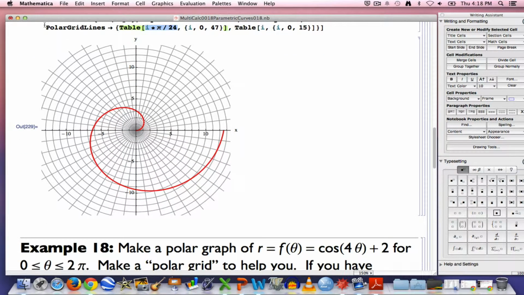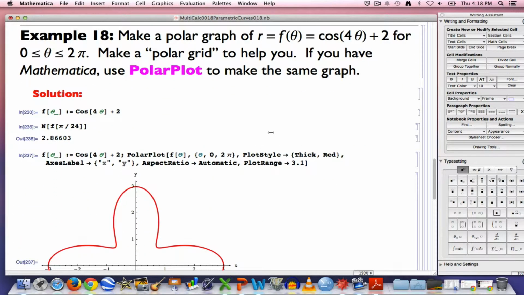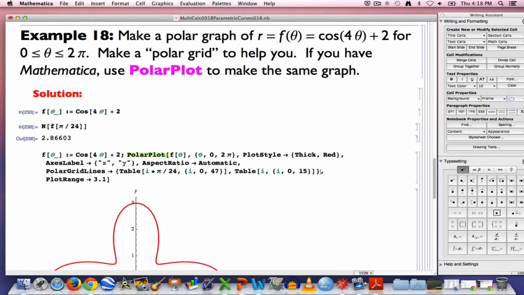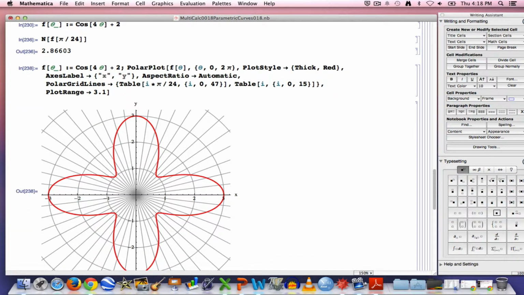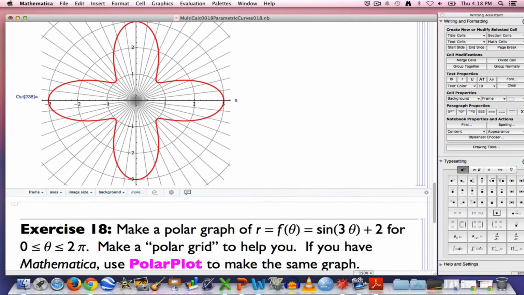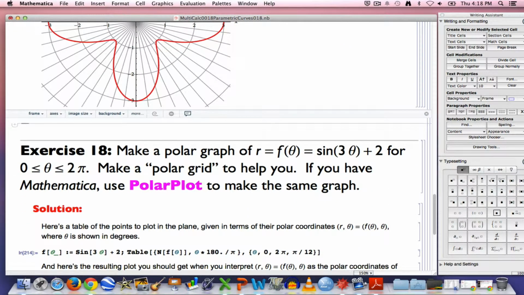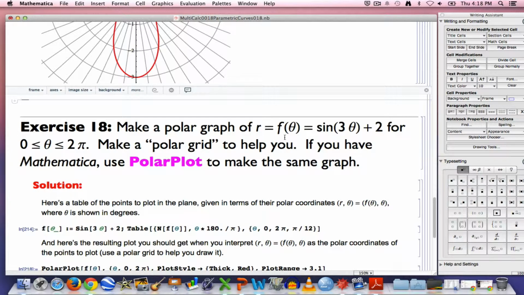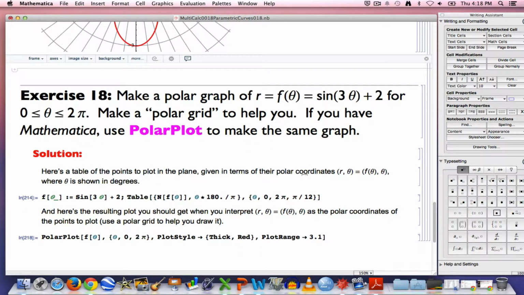I can copy and paste that down here. Let's put it in here, say. Need an extra curly brace there. There's our polar grid showing us the graph of this. It's kind of a nice graph, like a 4-leaf clover. Here's your exercise. It's very similar, a little easier because you could plot fewer points and get an accurate graph.